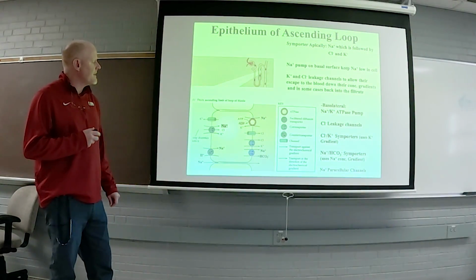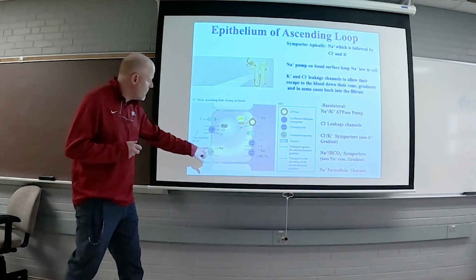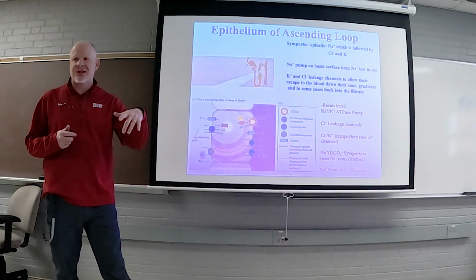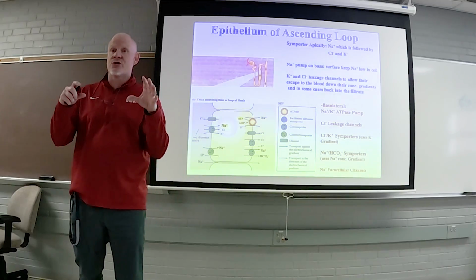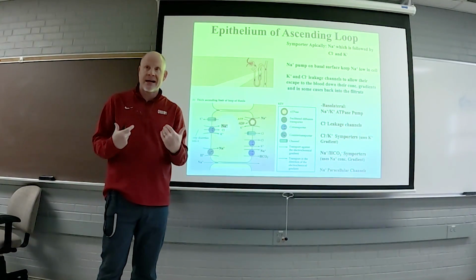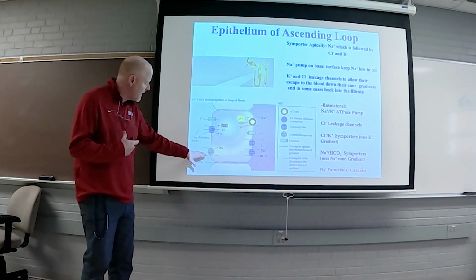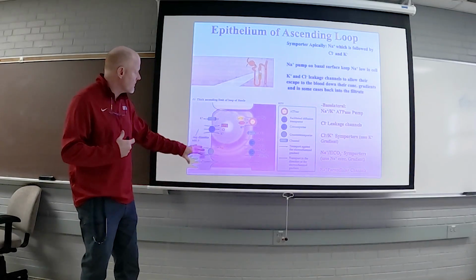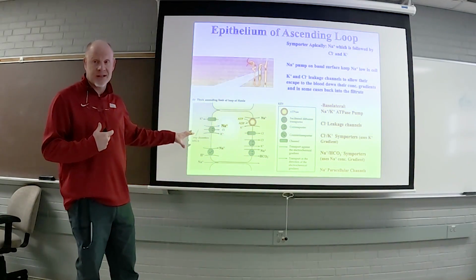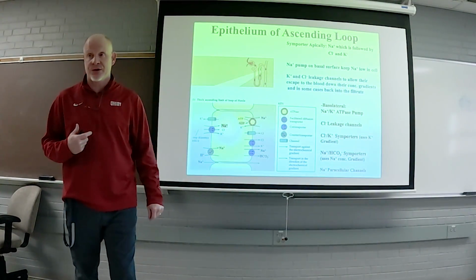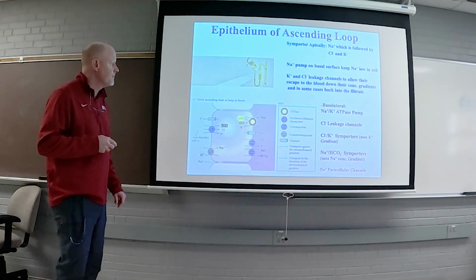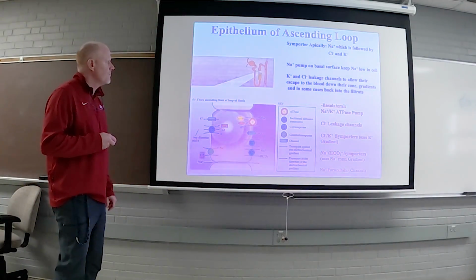So that's kind of how the ascending limb works. And we can use carbonic anhydrase, again, I think I mentioned this in the last lecture, to control our pH. If we take in a bunch of acids, we can pump out more hydrogens. We can also allow bicarbonate to escape into the filtrate if we need to, okay? This makes sense?